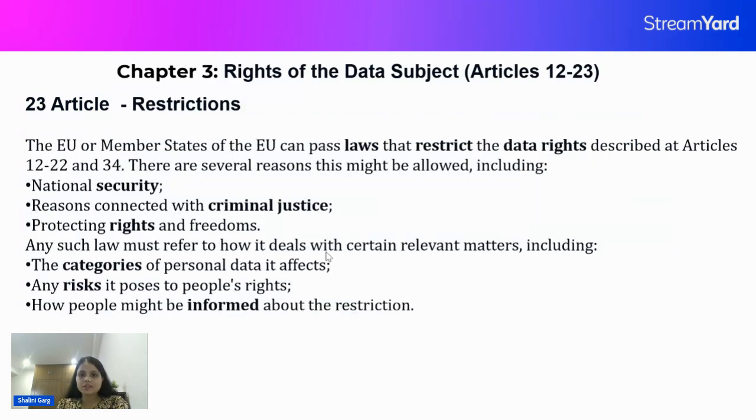Moving on to Article number 23, which is the last article of this chapter on rights of the data subject. This is restrictions. What it says is that the EU or a member state of the EU can pass laws to restrict the data subject's rights. So for example, they can restrict me, they can restrict Shalini, from exercising my right if the processing is related to national security reasons, criminal justice, to protect the rights and freedoms of natural persons, or for any risk to people's rights, for statistical purpose, archival, this and that, okay? All of these things will be covered in the restrictions. A very simple article and very simple chapter, but at the same time, very important.